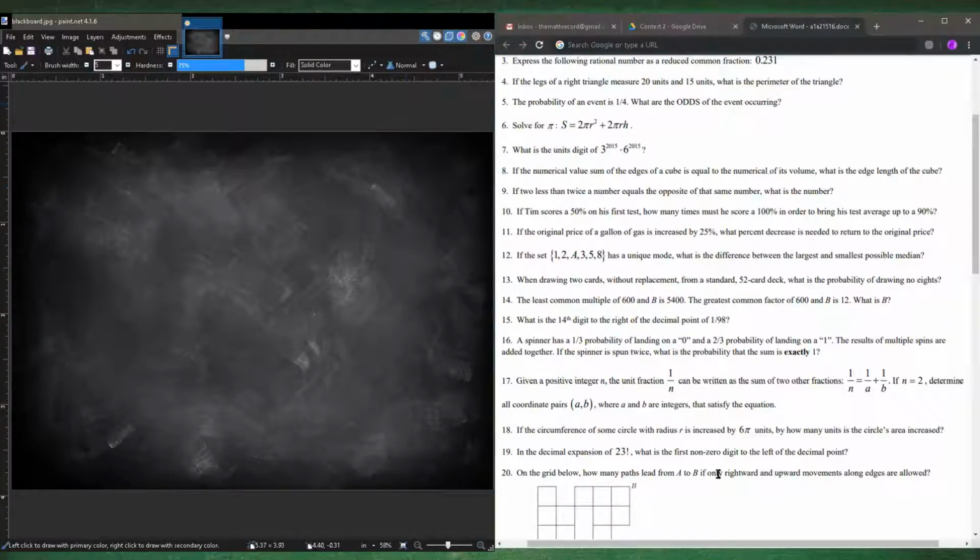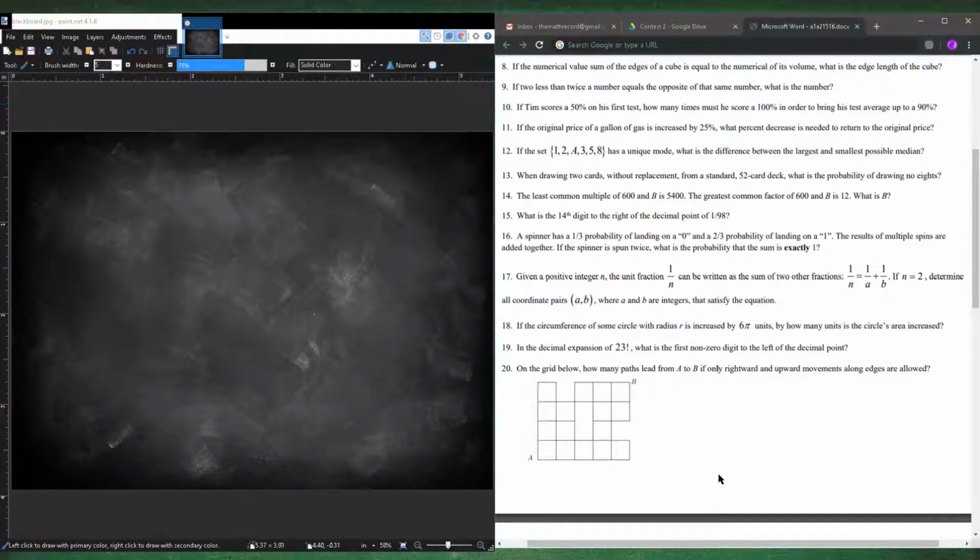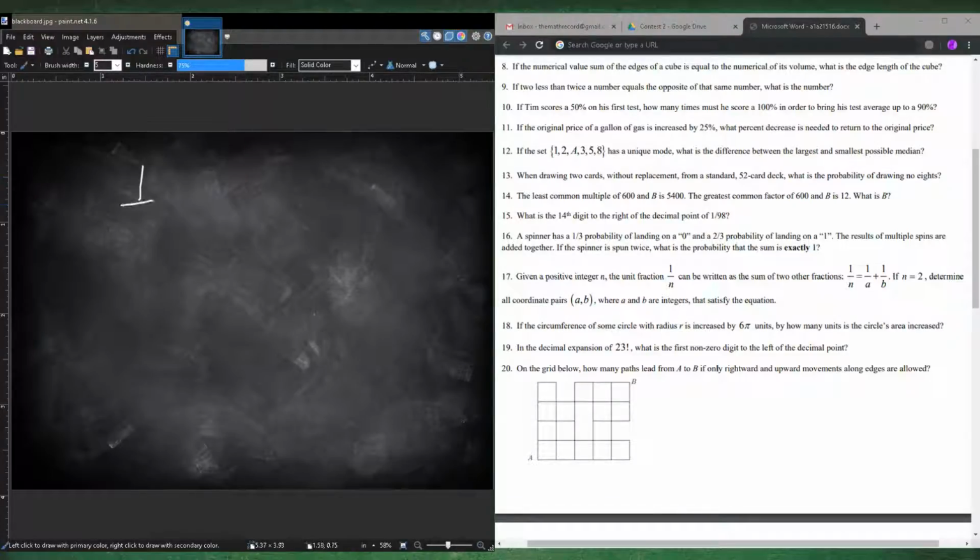Okay. Question 17. Given a positive integer n, the unit fraction of 1 over n can be written as a sum of two other fractions. 1 over n equals 1 over a plus 1 over b. If n is equal to 2, determine all coordinate pairs a and b where a and b are integers that satisfy the equation. So you have 1 over 2 is equal to 1 over a plus 1 over b, right?